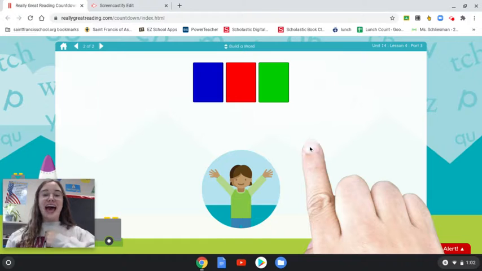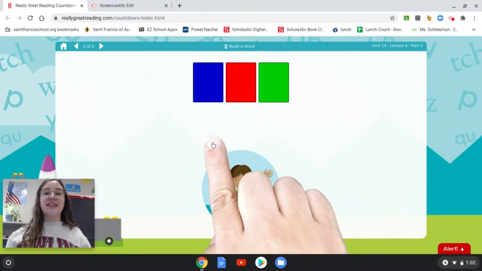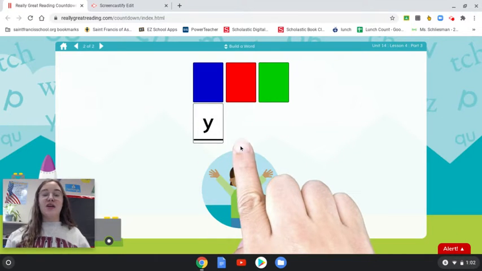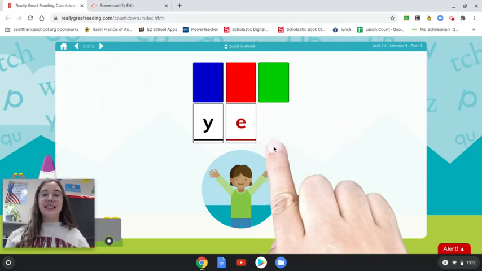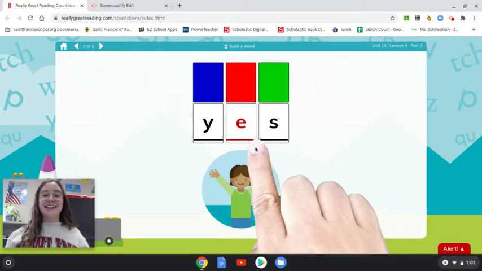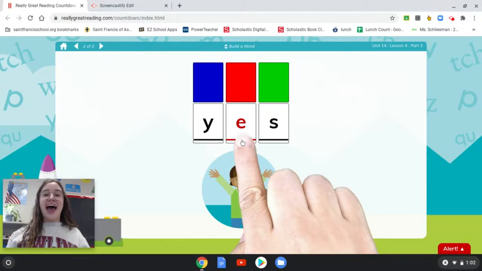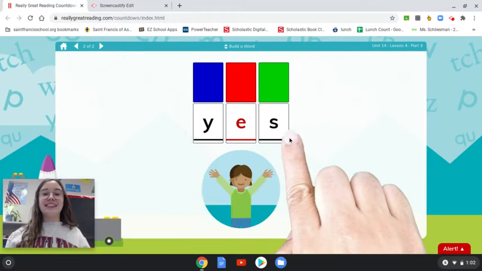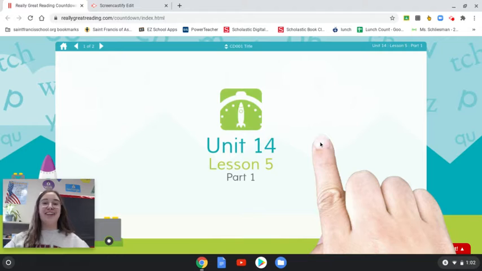Y-e-s. Yes. First sound I heard was Y. Y. The next sound I heard was eh. E. The last sound I heard was S. S. Y-e-s. Yes. Great work with phonics today.